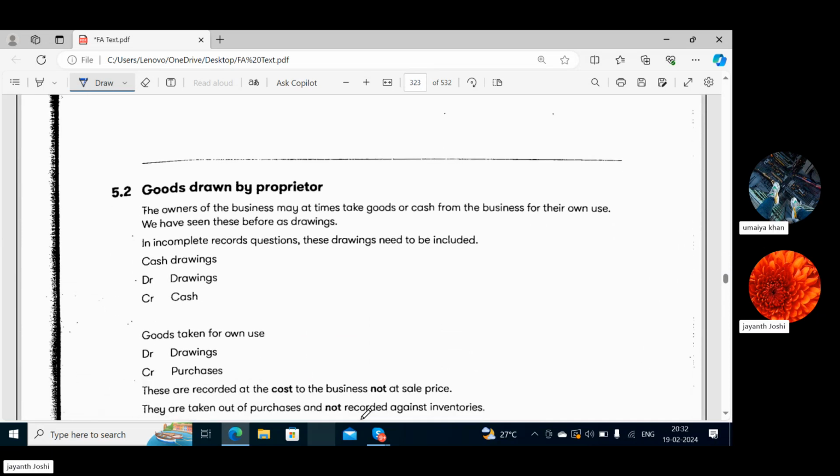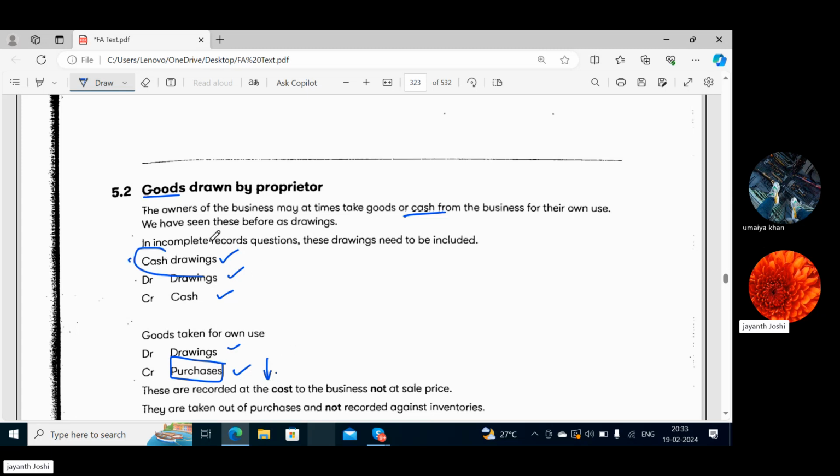Next is goods drawn by the proprietor. So that is the second form of drawings. First, we have checked in the form of cash. Second is in the form of goods. So sometimes they will withdraw goods also. So in the incomplete records question, these drawings need to be included. For cash drawing entries, debit drawings, credit cash. For goods, debit drawings, credit purchases. Purchases are decreasing. That's the reason we'll show it on the credit side. These purchases which we have purchased for sale in the market, we are using for our own purpose. So that's the reason purchases are decreasing.